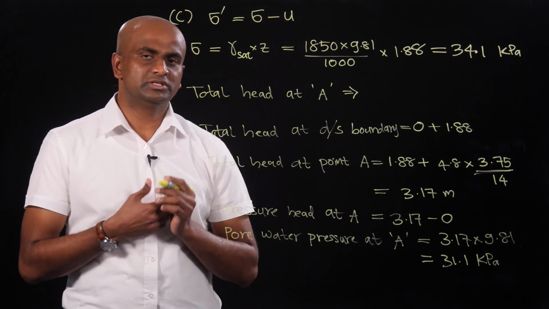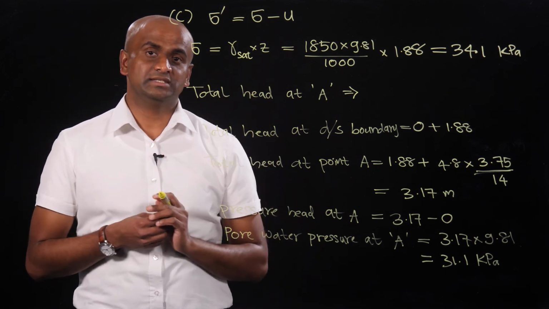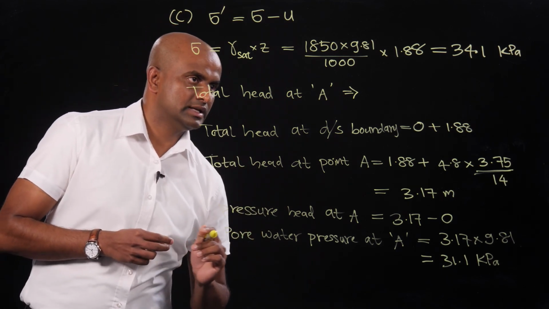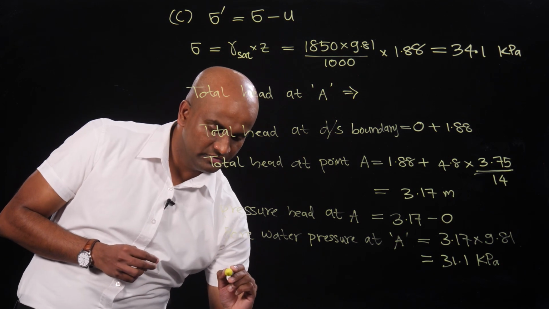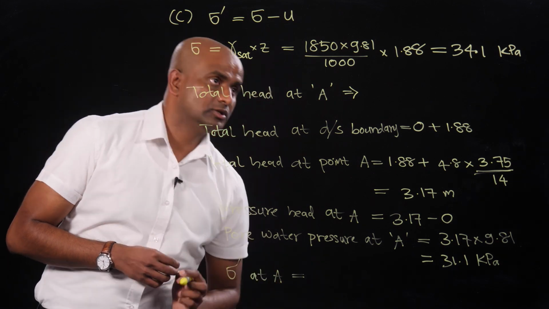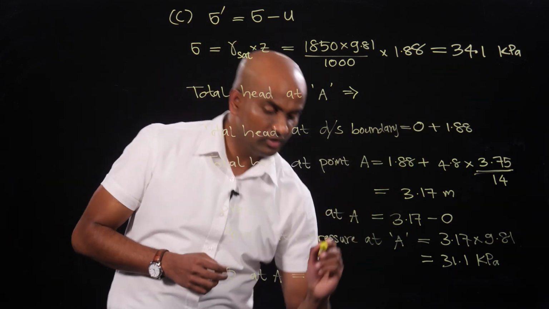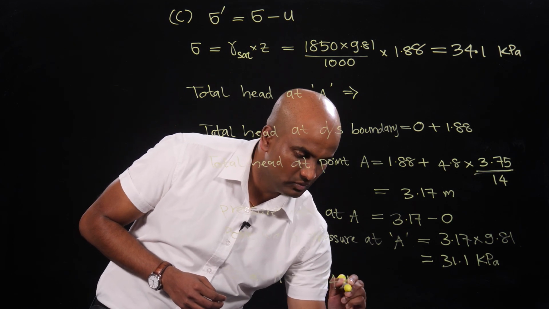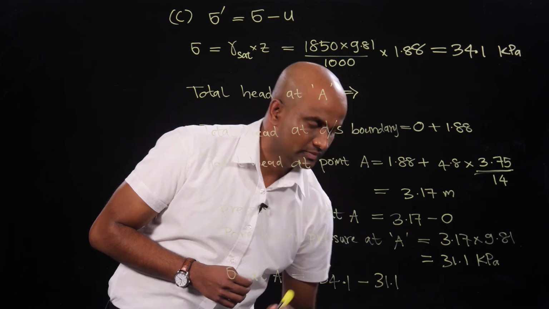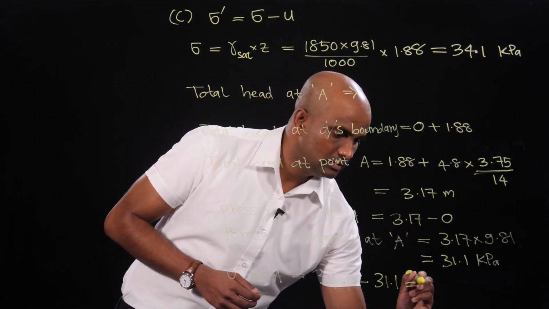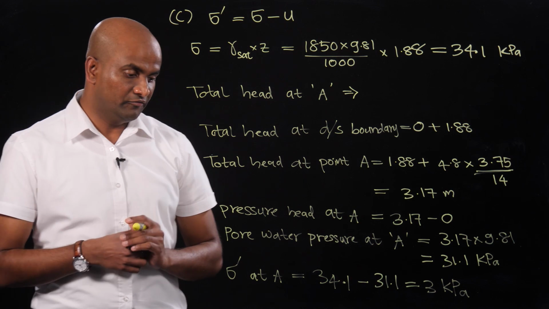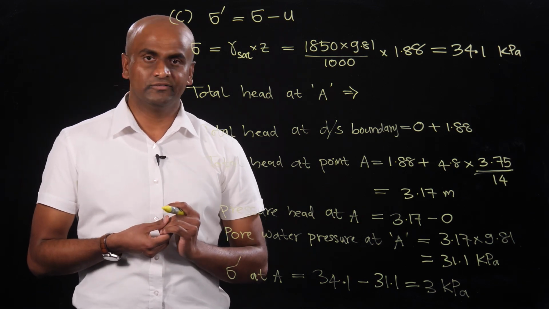Now you can use the effective stress law equation. The effective stress equals total stress minus pore water pressure. We have calculated the total stress as well as the pore water pressure. So your effective stress, sigma dash, at point A equals the total stress that we calculated as 34.1 minus the pore water pressure of 31.1. That will be 3 kilopascal. So 3 kilopascal is the effective stress at point A. That is the answer for part C.